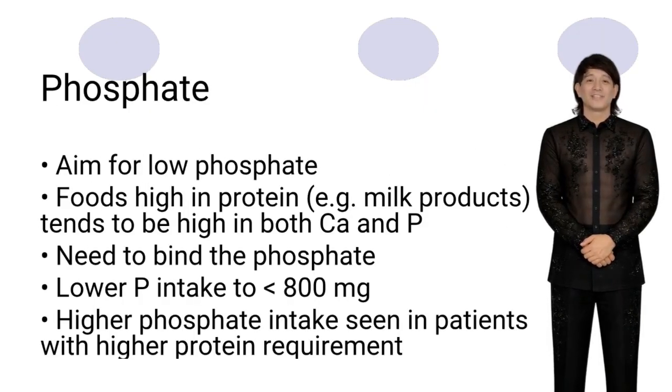Foods high in protein, like milk products, often contain both calcium and phosphorus. It's crucial to bind phosphate and reduce intake to less than 800 milligrams. Patients with higher protein needs may have increased phosphate intake.